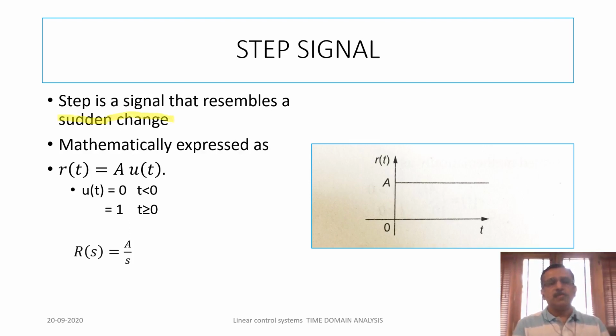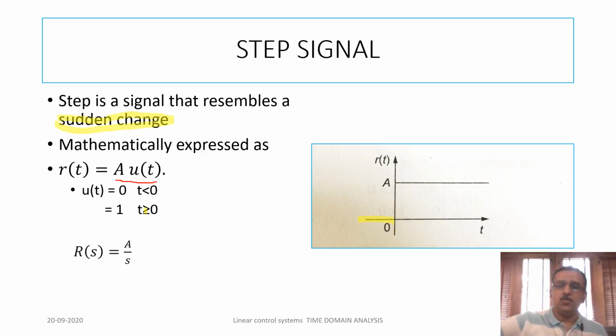So it could be mathematically expressed as R of t is equal to A into U of t. U of t is a unit step input, which is a standard mathematical object. So here, what will be R of t? When t is less than 0, R of t is 0. The input signal is 0, and at t greater than or equal to 0, it suddenly jumps.